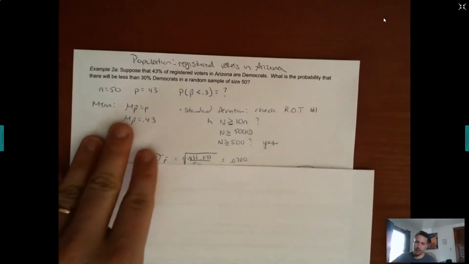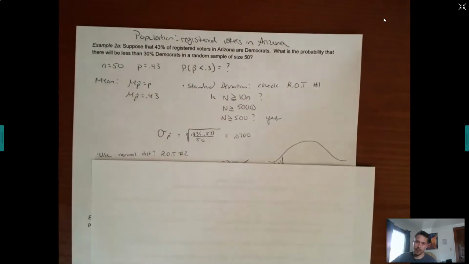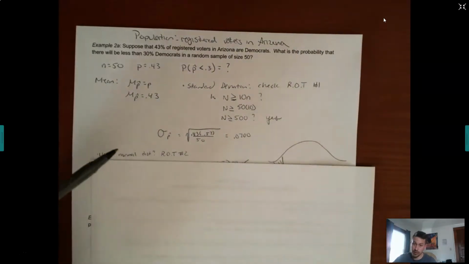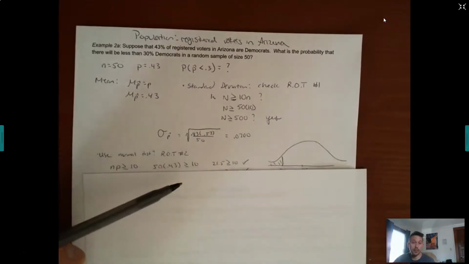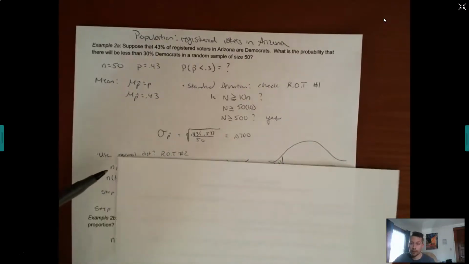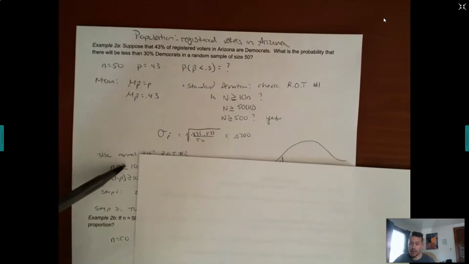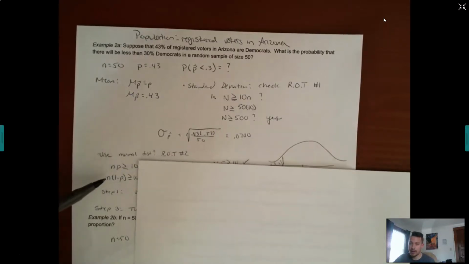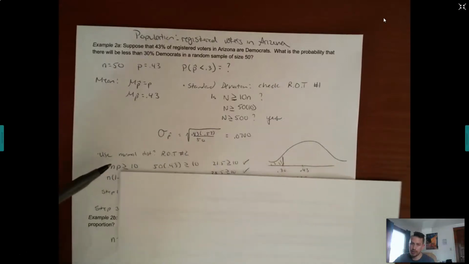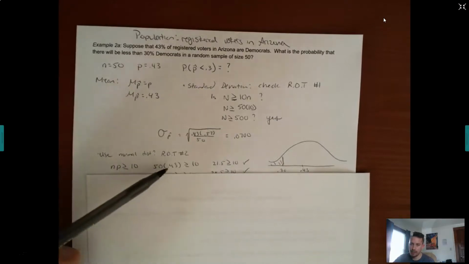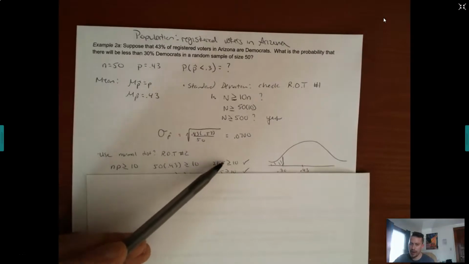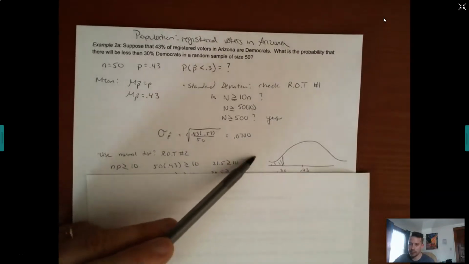Okay, so we have our standard deviation for the sampling distribution for proportions. Now, can we even use a normal distribution? That's where we use rule of thumb number 2. So first we check n times p, is it greater than or equal to 10, and then second we check n times 1 minus p, is it greater than or equal to 10. So let's start with the first. n is 50, p is 0.43. What's 50 times 0.43? It's 21.5, which is indeed greater than 10. So that's a yes.